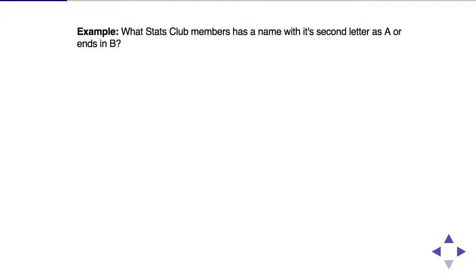So, for example, which Stats Club members have a name with the second letter as A or ends in B? So, select name from member where name like, the first letter is any kind of character, the second letter is an A, and then the percent sign there. The percent sign is for zero or any number of characters.